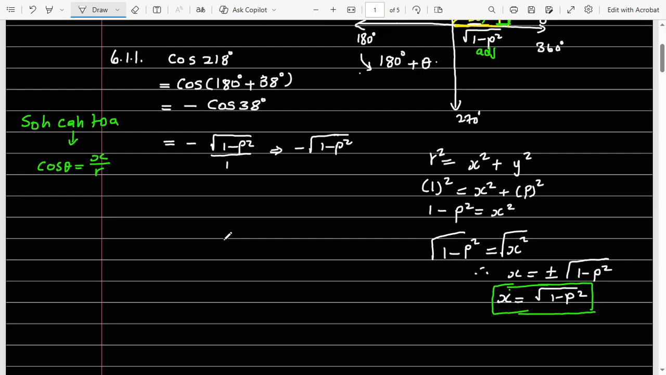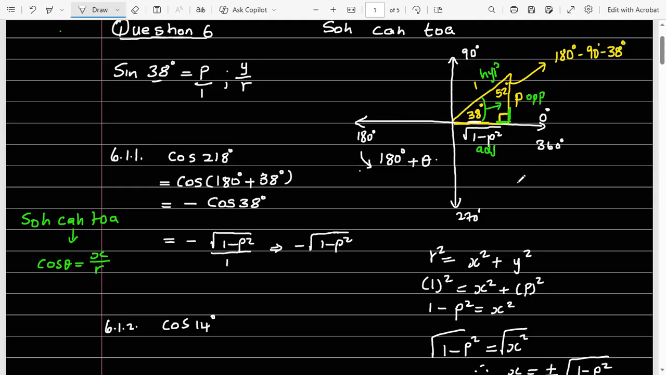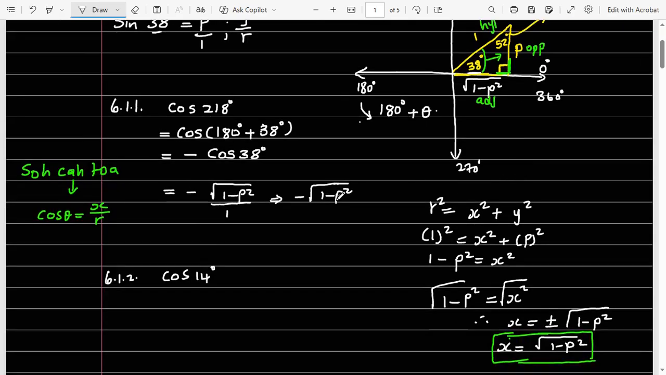So they say we need to do the cos of 14. So 6.1.2, the cos of 14. Now I'm in an exam, and I have so much stress. I'm panicking. My angles are 38 and 52. What does this have to do with 14? You just have to think about it. How can I bring 52 and 38 from that 14?